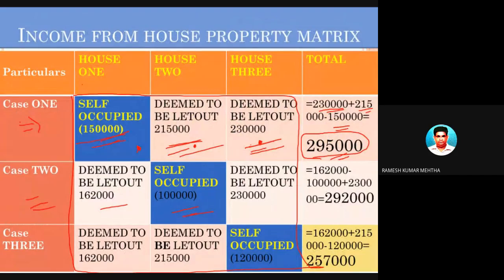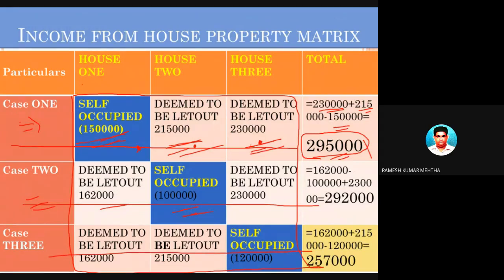Similarly, for case 3, deemed to be let out, house property 1 income is 1,62,000. Deemed to be let out, house property 2 income is 2,15,000. And because case 3 says house number 3 is self-occupied, you will get a loss of 1,20,000. So income is 1,62,000 plus 2,15,000 minus 1,20,000, which is equal to 2,57,000. So you got the case 1 income, case 2 income, and case 3 income.